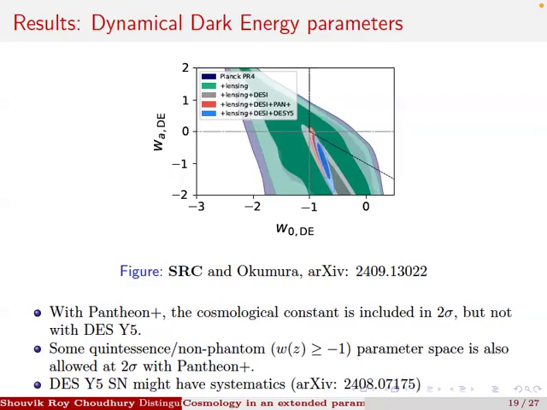But you are saying that with this extended parameter space, you could still accommodate lambda CDM? Not exactly lambda CDM, but a cosmological constant, plus all these parameters, basically. Yes, that's right. Like the cosmological constant, with w equal to -1, wa is 0.